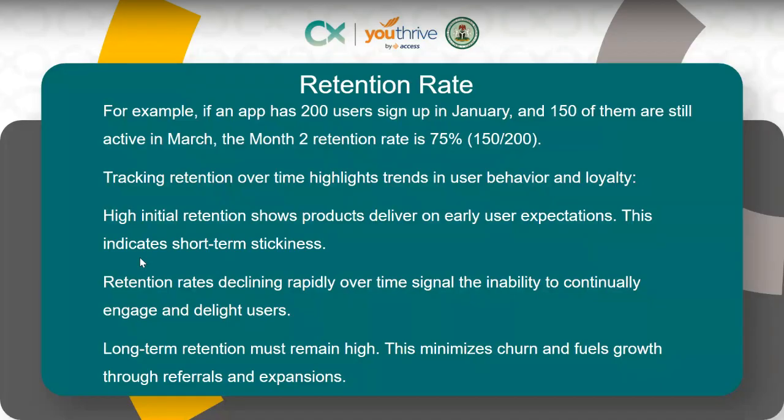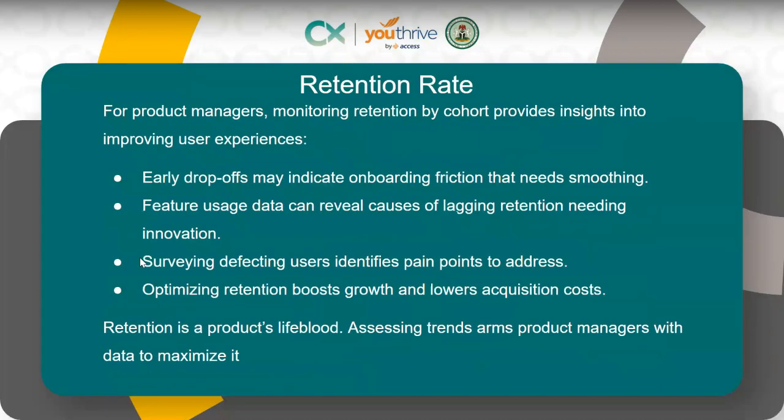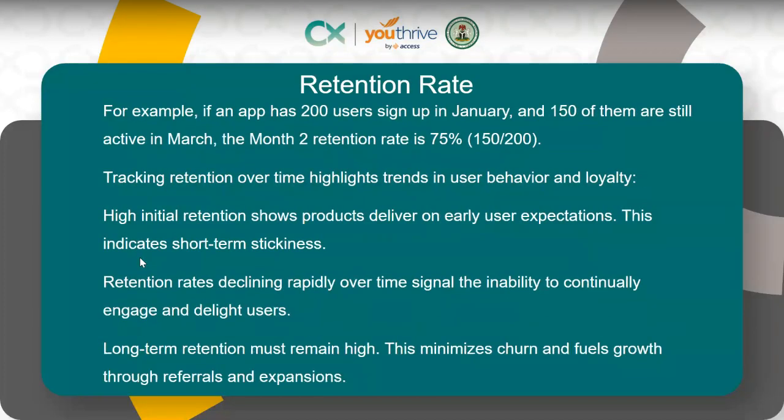Tracking retention over time highlights trends in user behavior and loyalty. High initial retention shows the product delivers on early user expectations. This indicates short-term stickiness. A retention rate declining rapidly over time signals the inability to continually engage and delight your users. So when you're saying that retention rate is reducing, it means that your users are not being engaged or are not being delighted by your product any longer.